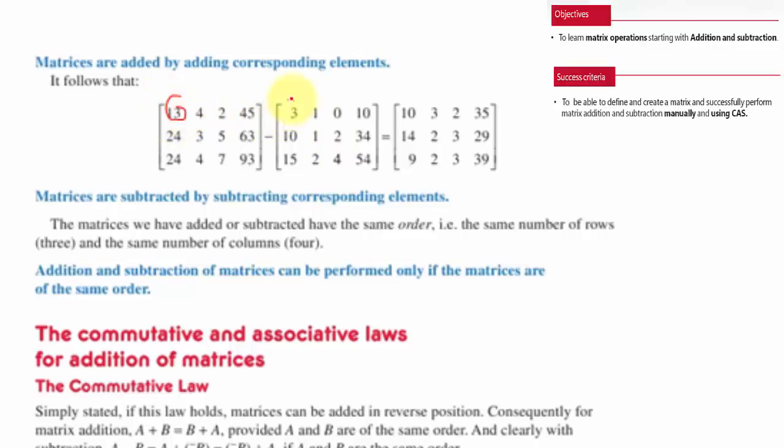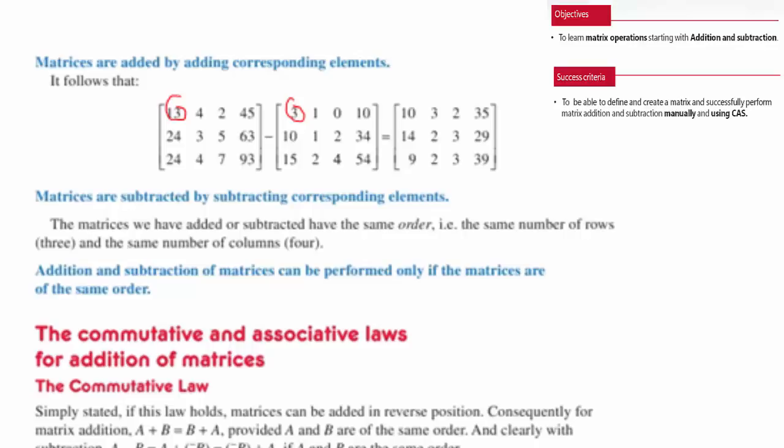We'll have the 3 here. 13 minus 3 is 10. 4 minus 1 is 3. 2 minus 0 is 2. 45 minus 10 is 35. Okay? So whether we are adding or subtracting, you do that operation on the corresponding elements.